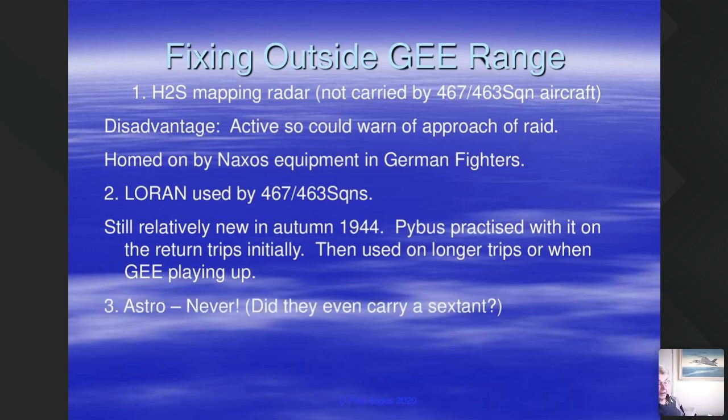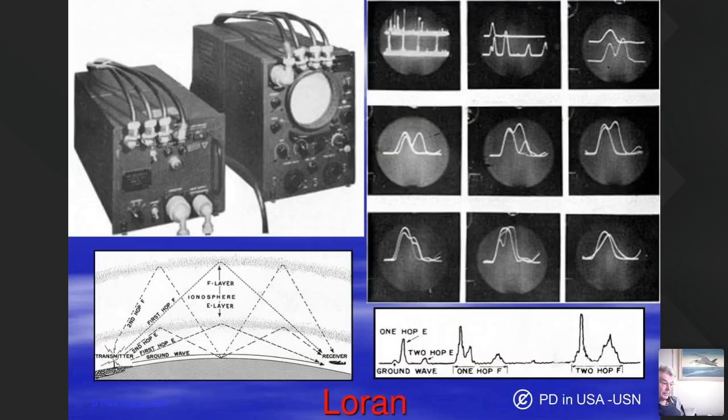So he never, as far as I can see, used Astro. He probably never carried a sextant, which is strange because whenever you see a Mark 9 sextant advertised on eBay, they always claim it was used in a Lancaster. And in fact, I think, certainly for operations over Germany, very few were used in Lancasters. Radio direction finding from medium frequency beacons. He did use it once when nothing else was working. But let's go on and have a look at Loran.